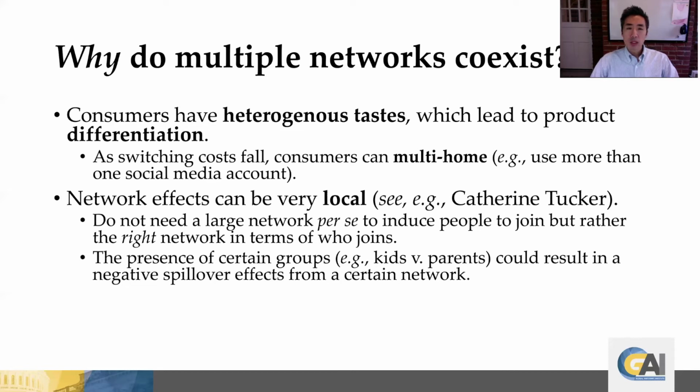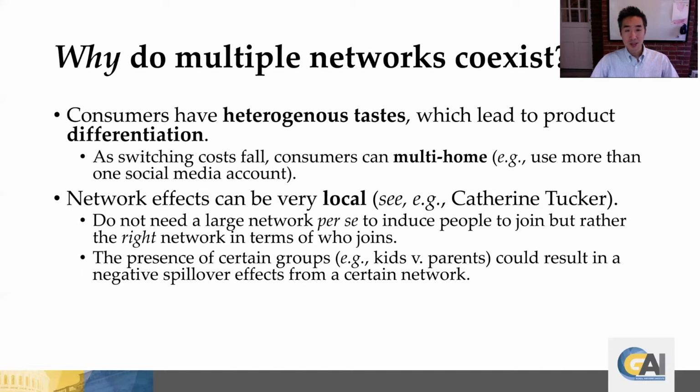And this relates to a second point. Network effects can be very local, and this is research by Catherine Tucker at MIT. She's done a lot of great research in this area. So the idea here is that you don't need large networks per se to induce people to join, but rather the right network in terms of who joins. So the presence of certain groups, mentioned this just a second ago, kids and parents, for example, could result in a negative spillover effect from certain networks, right?